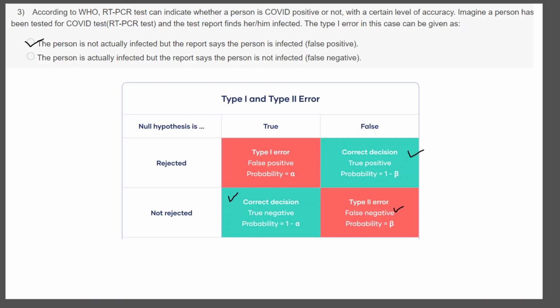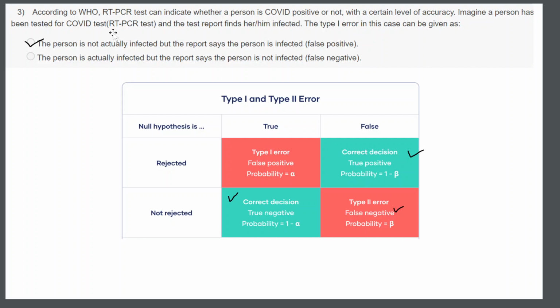Yeah, let's start the discussion again. So, coming to the third question: according to WHO, the RT-PCR test can indicate whether a person is COVID positive or not with a certain level of accuracy. Imagine a person has been tested for COVID and the test report finds them infected. So the type 1 error in this case can be given as?